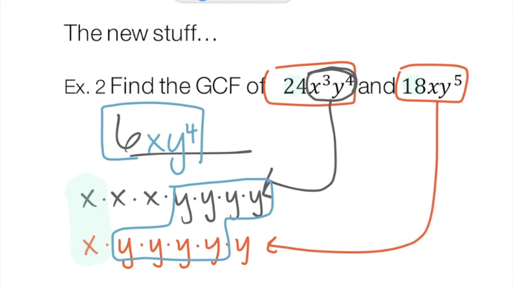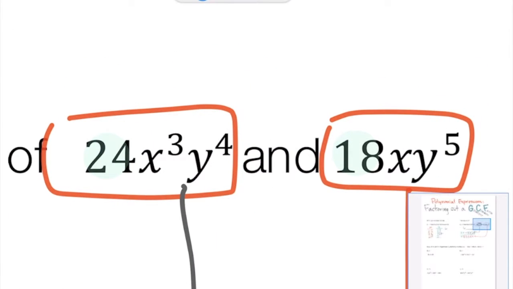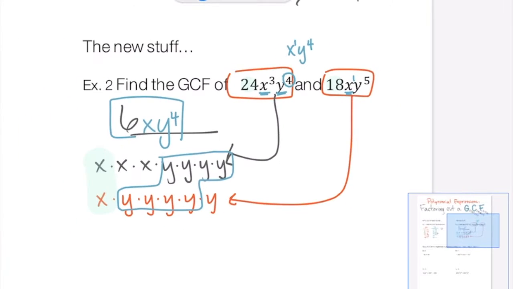I want you to notice how that corresponds with these up here. We came up with the greatest common factor being 6x, y to the 4th. Notice for your x's, the smallest exponent you have on the x parts is a 1, and that's the greatest common factor in terms of the x variable. And then the smallest exponent you see for the y is a 4. So that ends up always being your greatest common factor of any sort of variable terms.